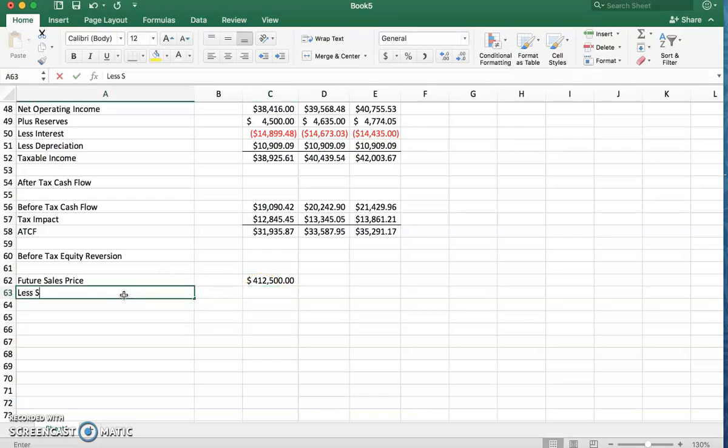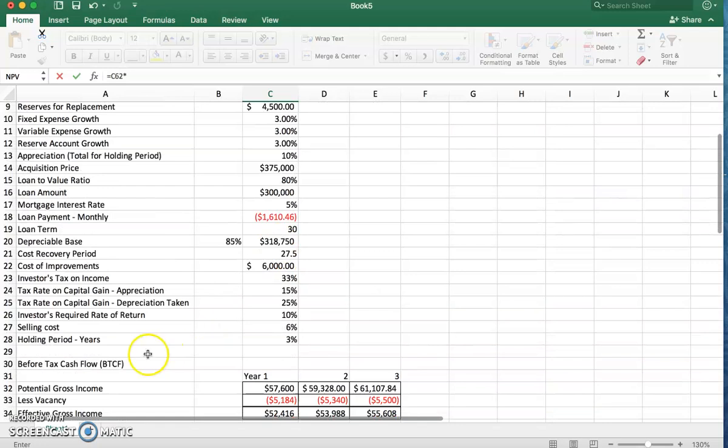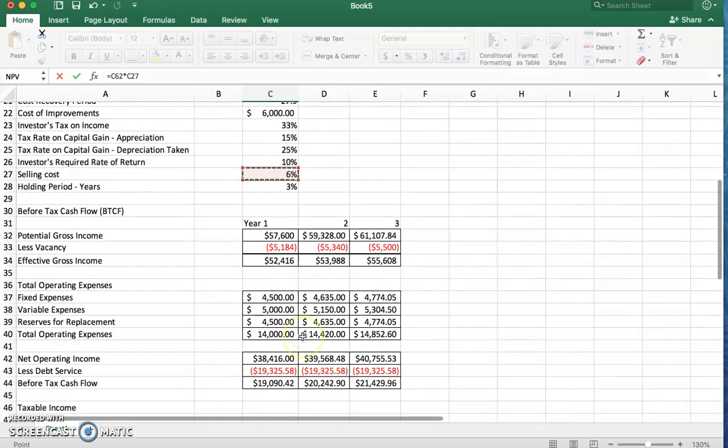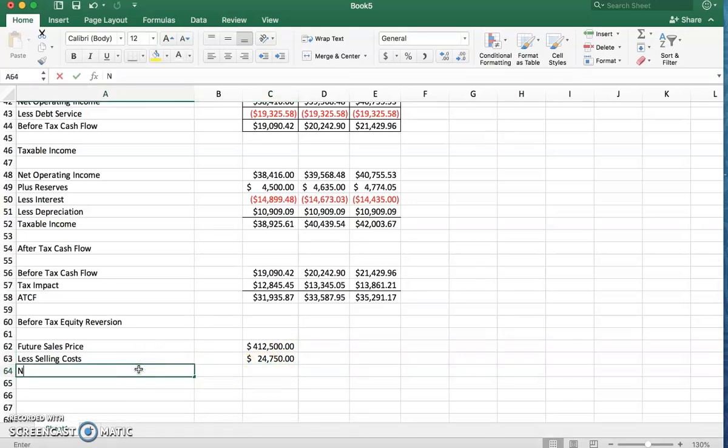So this is going to be a negative number. We're going to subtract it. So less selling costs, it's just going to be this number times our selling expenses. So we'll do that. And the selling expenses or cost of selling was 6%. All right. Now we got to calculate the net proceeds from the sale. So that's just going to be a sum of these two.